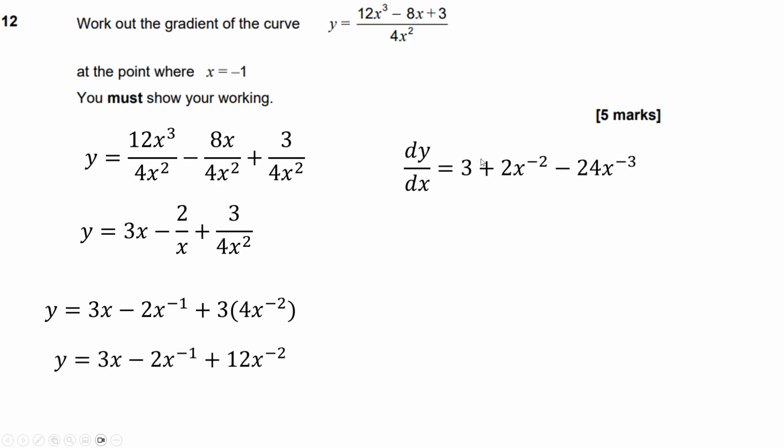And then now you can do dy by dx. So this will just differentiate to 3, because 1 times by 3 is 3. And then x goes to 0, and anything to the power of 0 is just 1, so it's just 3. -2 times by -1 is +2. Reduce -1 by 1, so it's -2. And then 12 times by -2 is -24x, and then to the -3, because we're reducing this by 1.